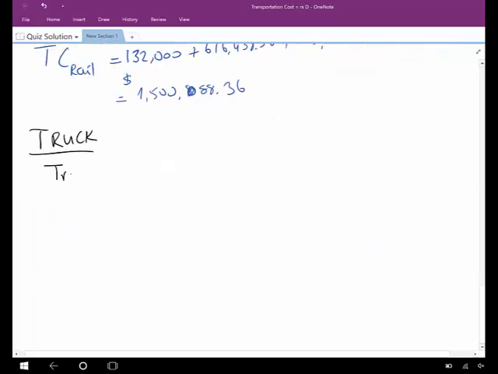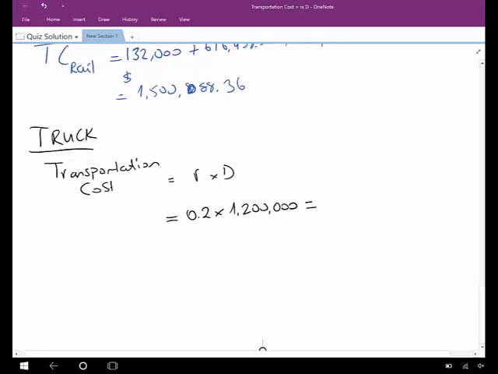Similarly, transportation cost is R times D, and for the truck the rate is 20 cents. I'm shipping again this 1.2 million pounds, so the cost is $240,000.